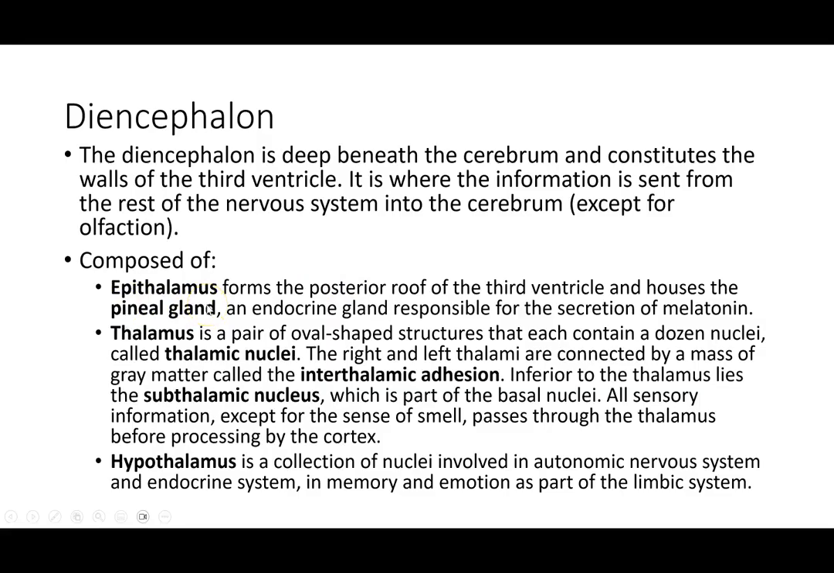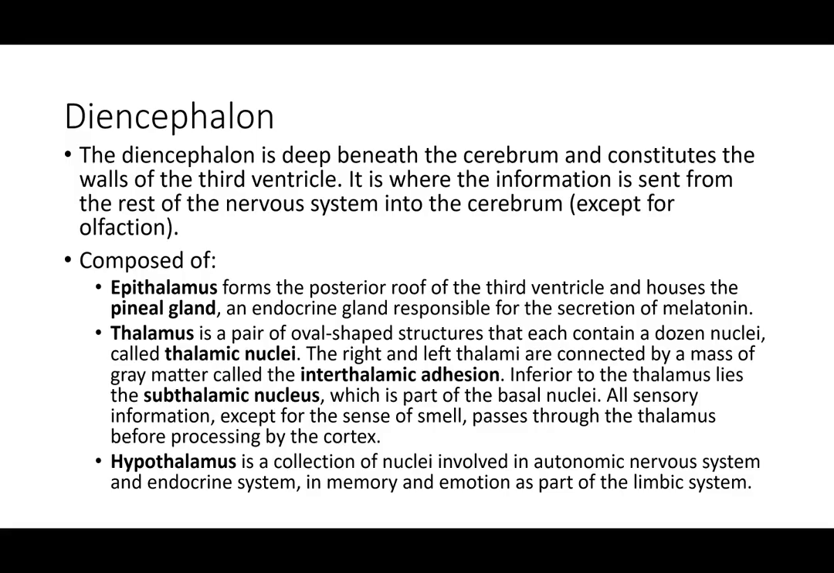This is part of our endocrine system, responsible for creating melatonin, which helps us get to sleep and helps regulate our sleep-wake cycle. The thalamus, you will need to know this for lab. It's a pair of oval-shaped structures. Each of them is going to contain a dozen nuclei called thalamic nuclei. And so there's a right and left side, and they're connected by a mass of gray matter called the interthalamic adhesion. All right, and you'll see this on some of the lab models. It'll look like a little dot in the center of more of an oval egg-shaped structure.